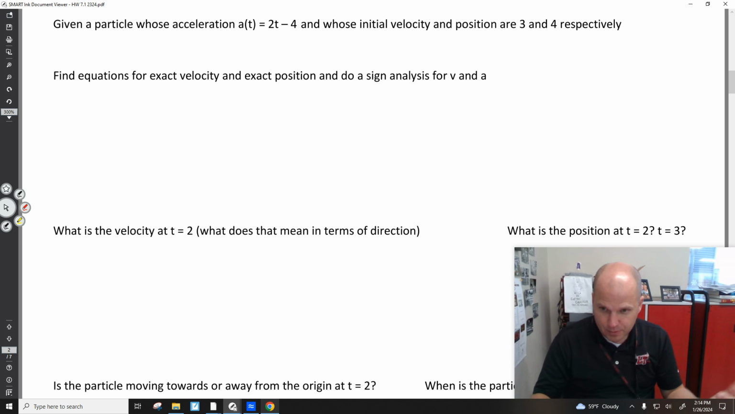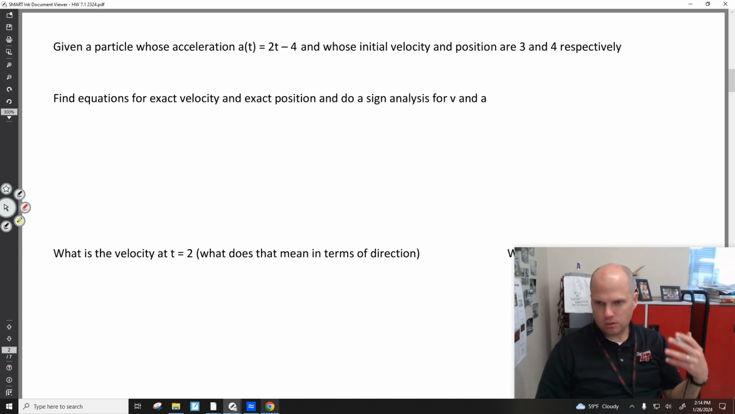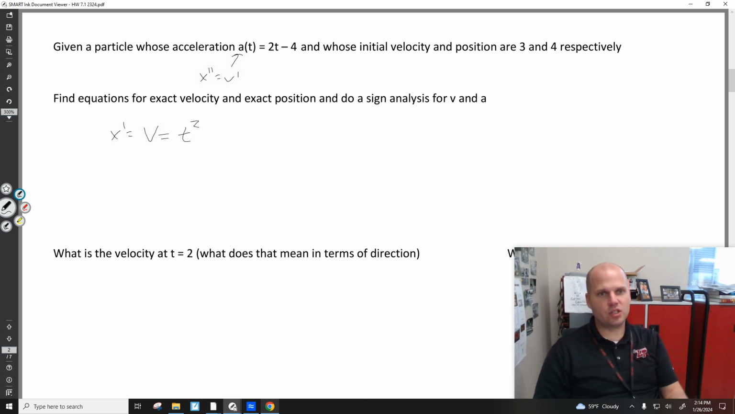It works going the opposite way, but don't forget the key thing. If you go backwards, if you take antiderivatives, you need plus C. Let's go backwards. This is x double prime, which is V prime. I go backwards one step, I'll get to V, which is x prime. I get t squared minus 4t plus a C. Cool, don't forget about that C.